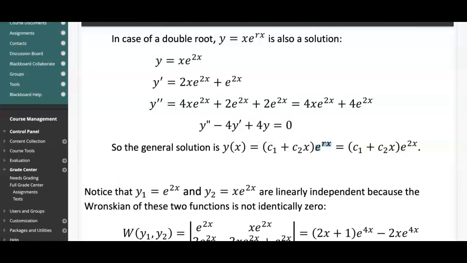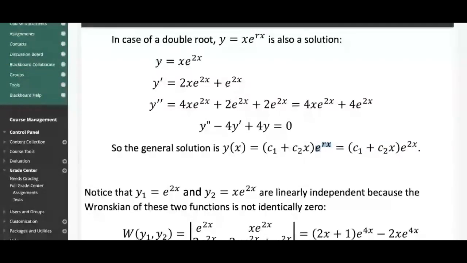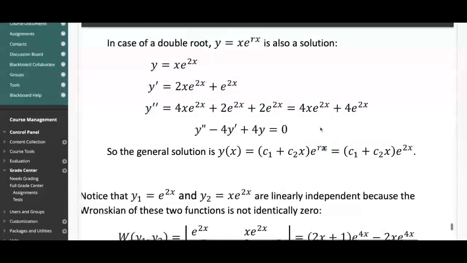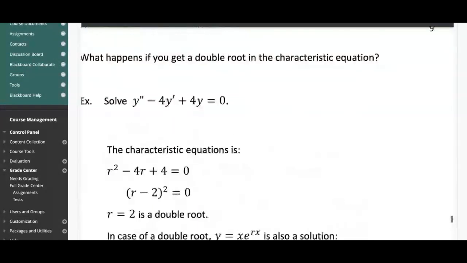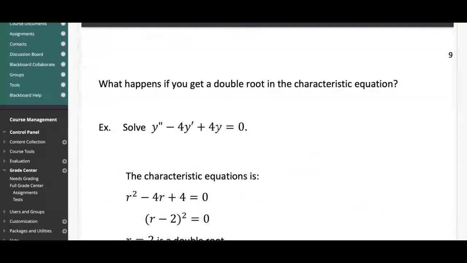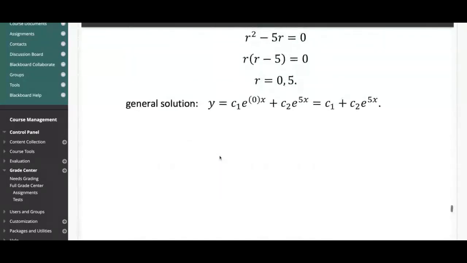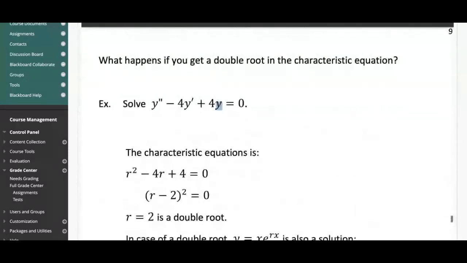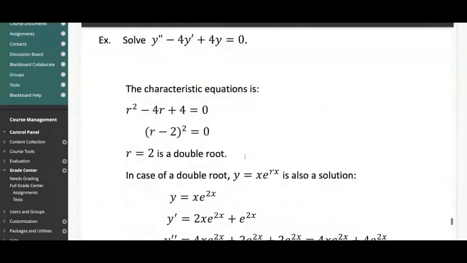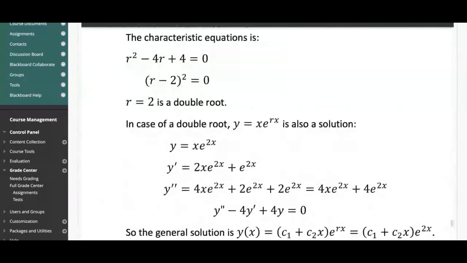Any questions? Su Xian, question? Oh, yes. Why did you say that in case the root is, y equals x times e to the rx? All those examples we're working with, y is defined as e to the rx, right? What's your question? Y equals a e to the rx, right? It's not x times e to the rx like this.